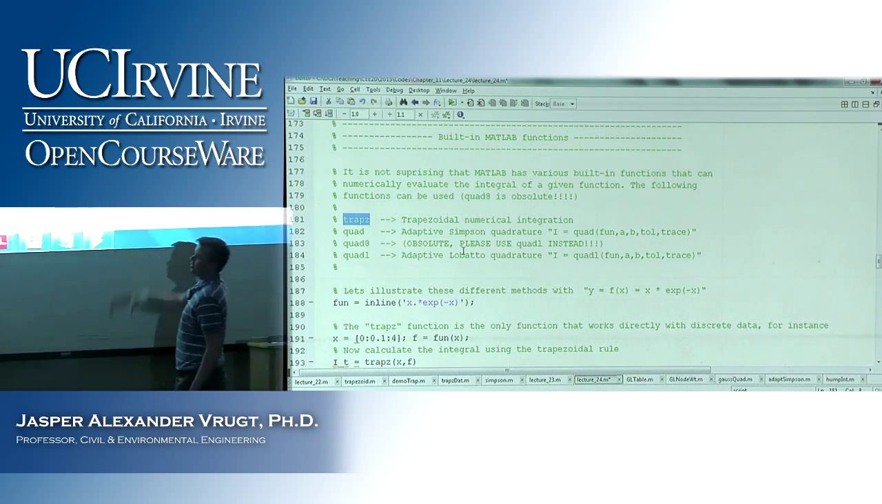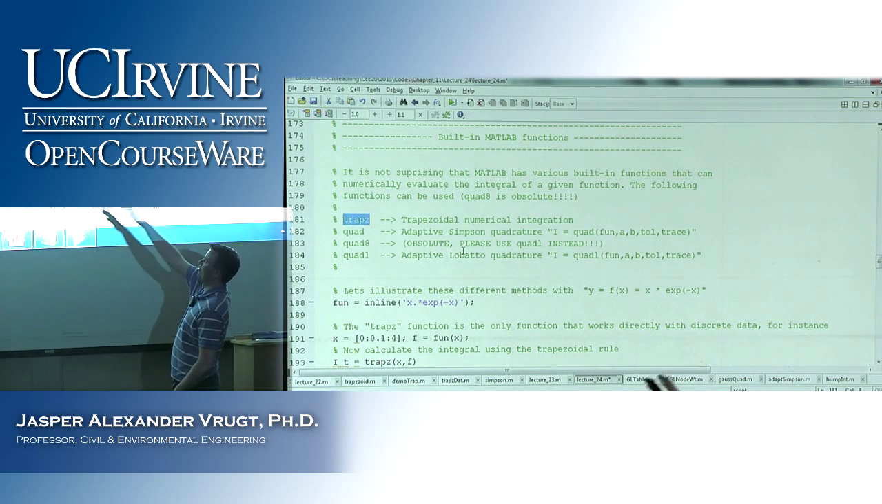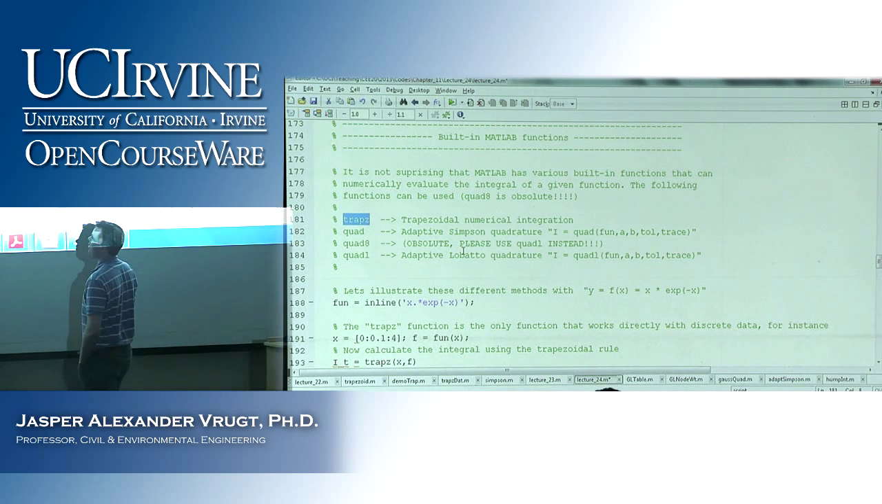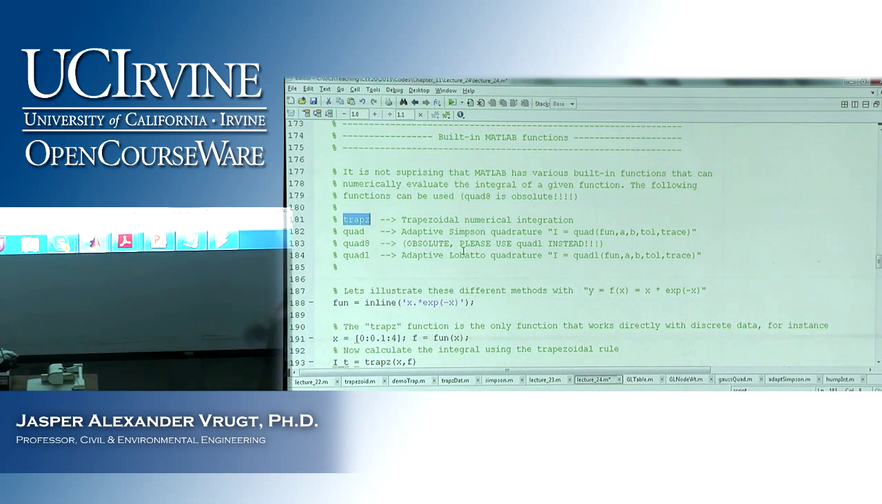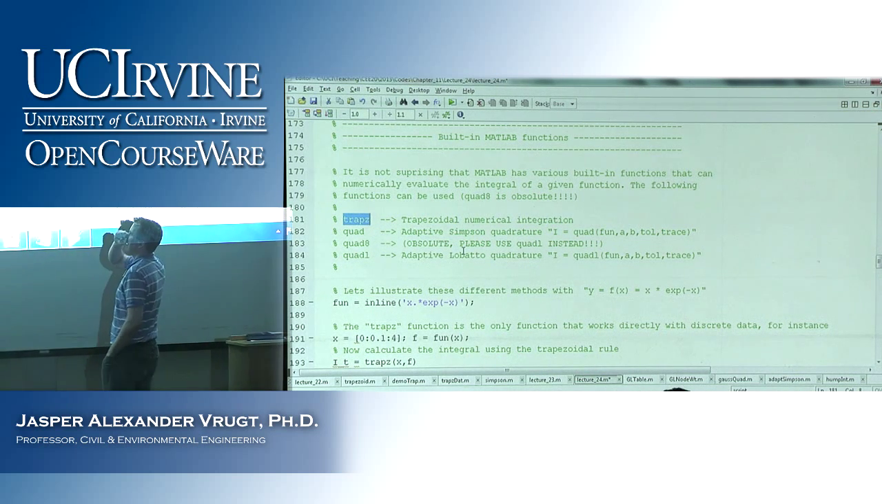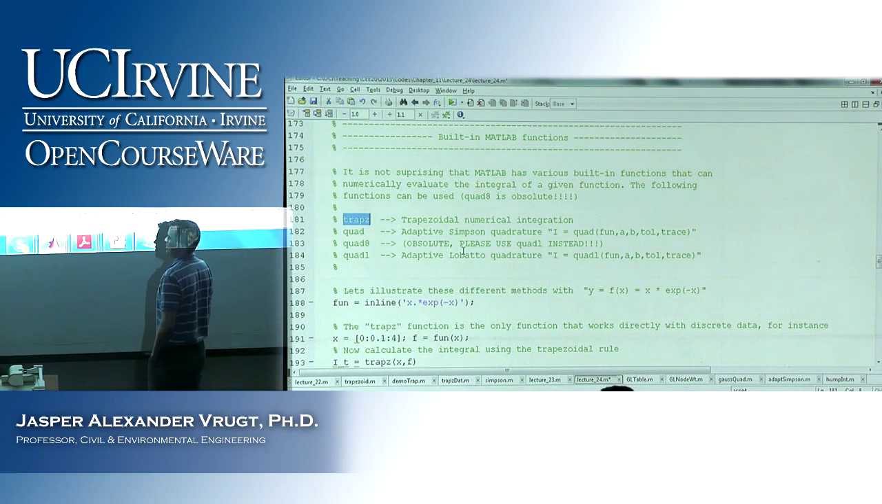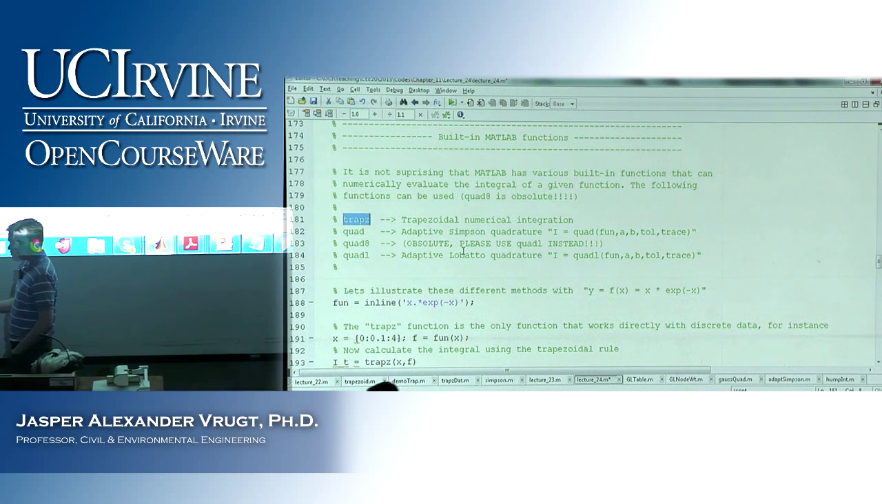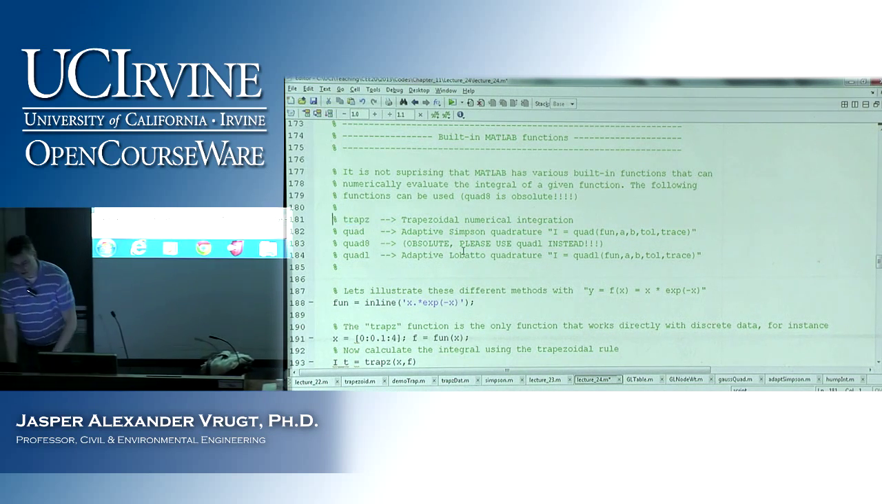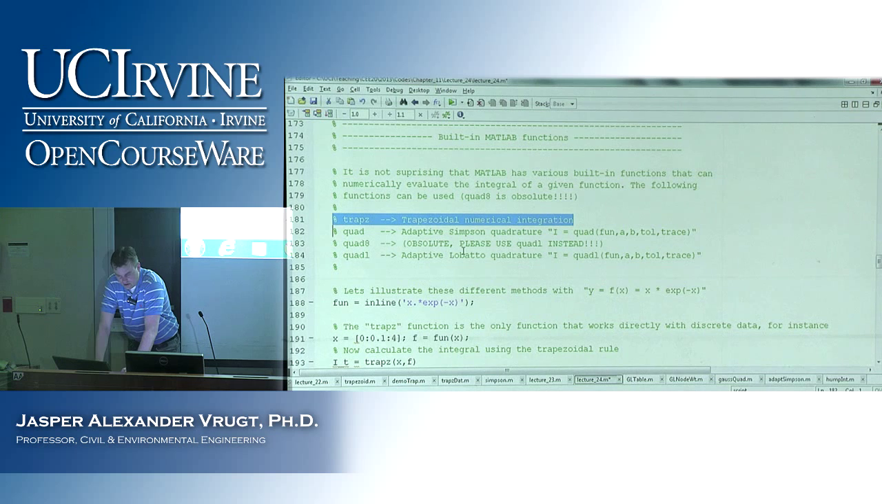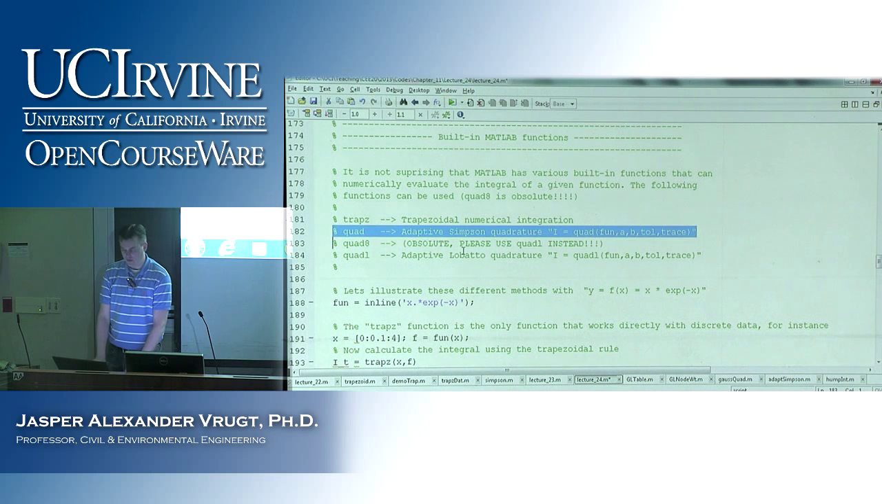Quad is another built-in function, and that's adaptive Simpson quadrature, what we just talked about. Quad8 used to be a built-in function, but it no longer exists. So if you want to use quad8, use quadl, and that's not adaptive Simpson, but adaptive Lobatto quadrature. We haven't discussed that, it's just a slightly different rule. But what's important is that you know these two functions. This one does trapezoidal numerical integration, the second one does adaptive Simpson quadrature.